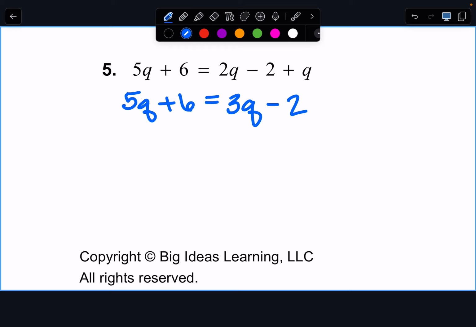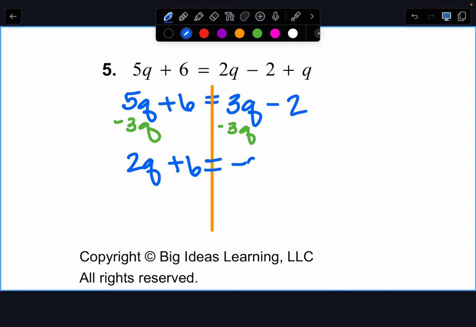If it helps you, you can draw a line, because anytime you go across that equal sign, that's when you have to do inverse operations. I'm not saying you need to, I'm just saying if it helps you. Okay, I'll draw it for this one, but probably not the others. So I'm going to subtract 3q over to the other side so that these undo each other, and we have 2q plus 6 equals negative 2. Also notice how I'm doing one thing at a time so as not to overwhelm or confuse myself.